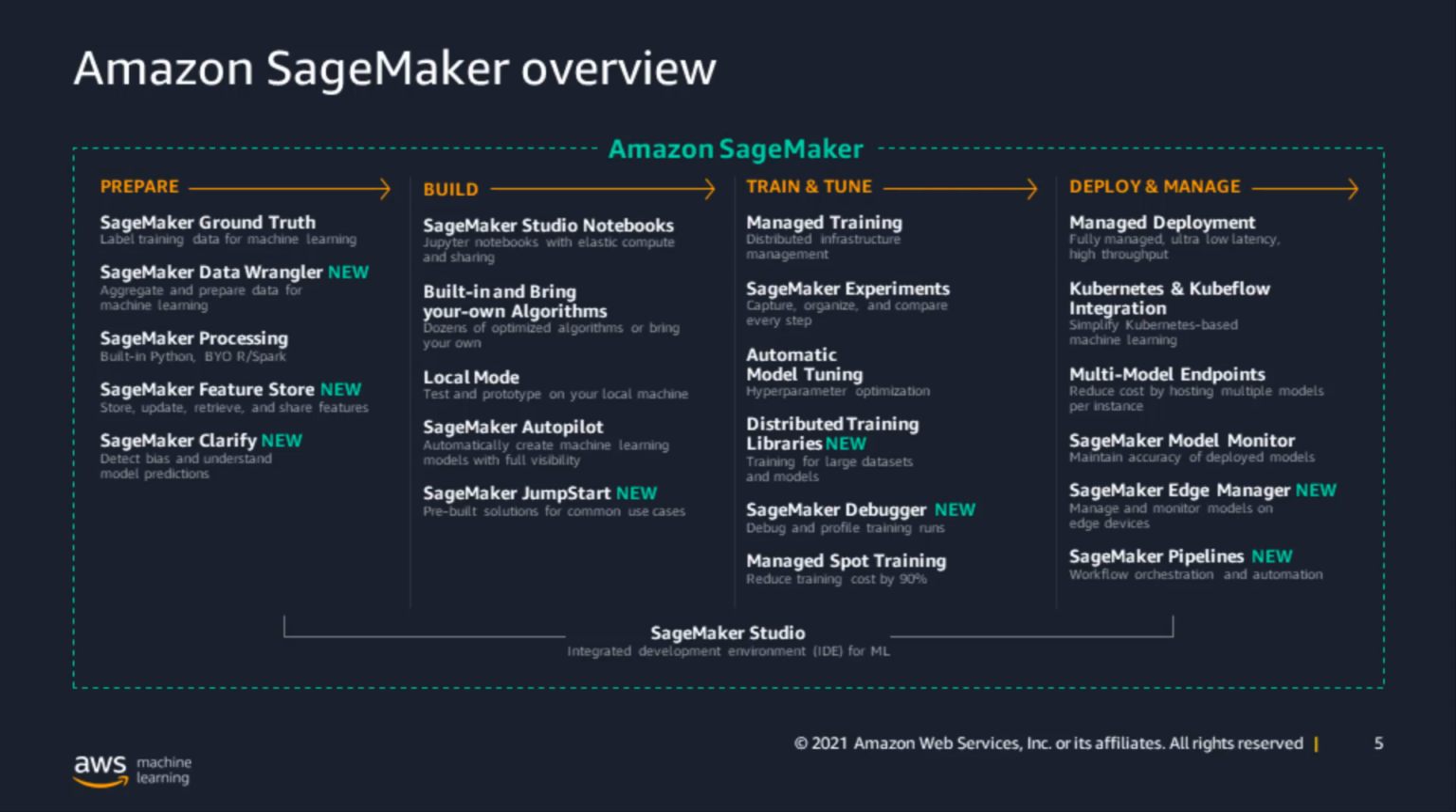And then finally, in your deploy and manage step, we have a series of features that allow you to deploy a model either as an endpoint or inside a batch construct. But we also have the SageMaker Edge Manager now that allows you to extend these models into edge devices. And then SageMaker Pipelines allows you to orchestrate your machine learning steps using different MLOps techniques.